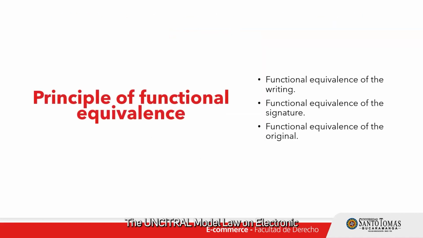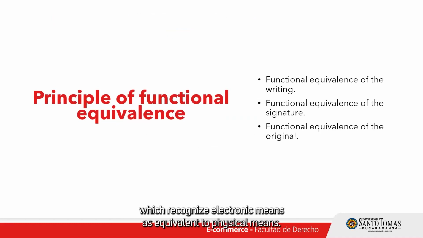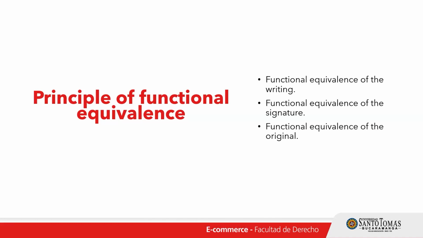The UNCITRAL Model Law on Electronic Commerce promotes functional equivalence, which recognizes electronic means as equivalent to physical means. These ensure that contracts and electronic documents have the same legal value as those made on paper, thus avoiding discrimination based on how they were created.